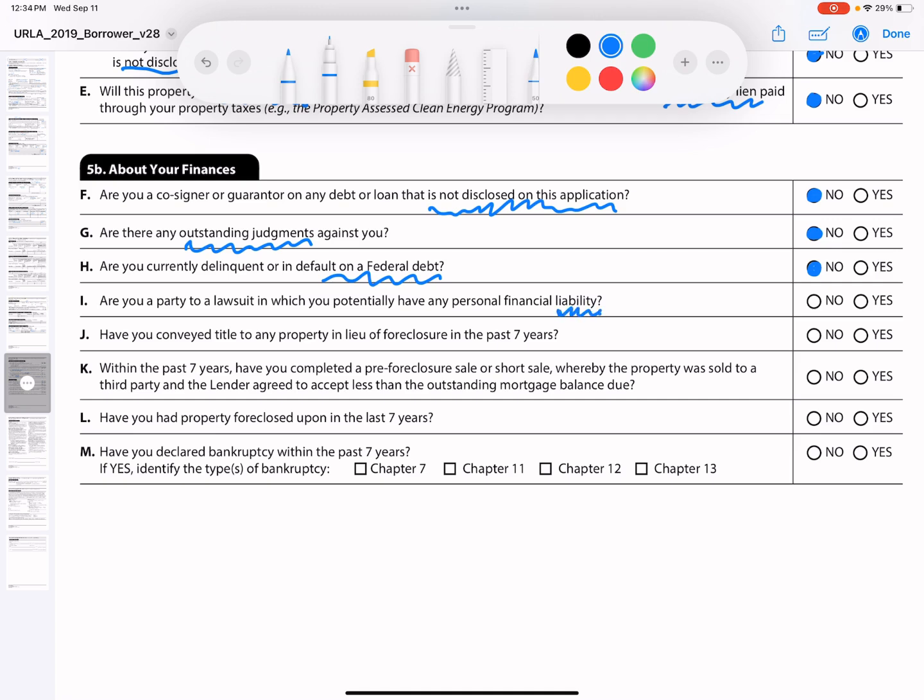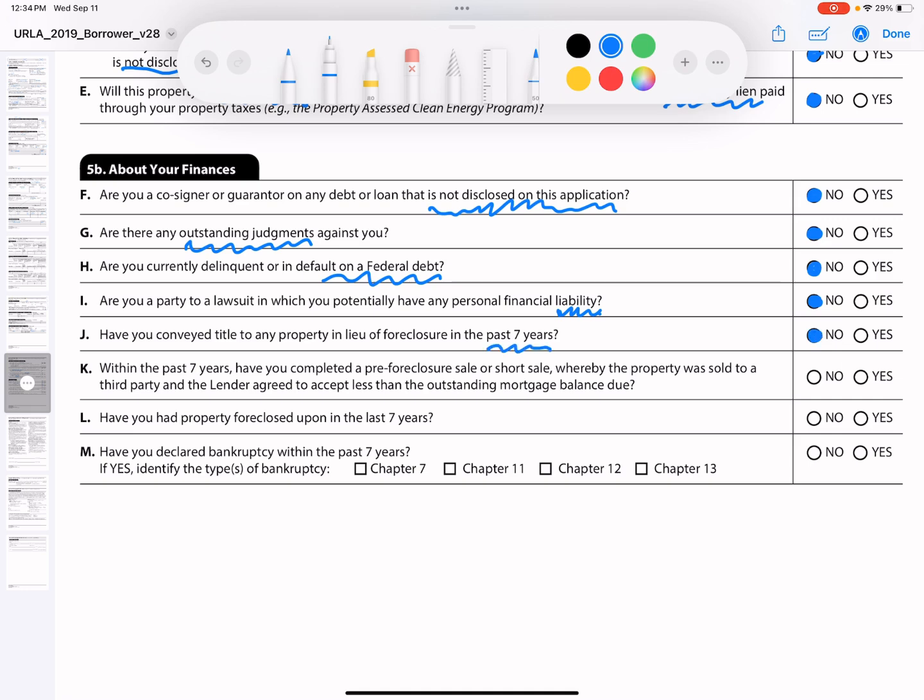Is someone suing you? That's the essence of the question. Are you being sued and are you going to owe someone money? I'm going to say no, because you didn't do that. Have you conveyed title to any property in lieu of foreclosure in the past 7 years? This is important. You would know if you had. I'm going to say no.